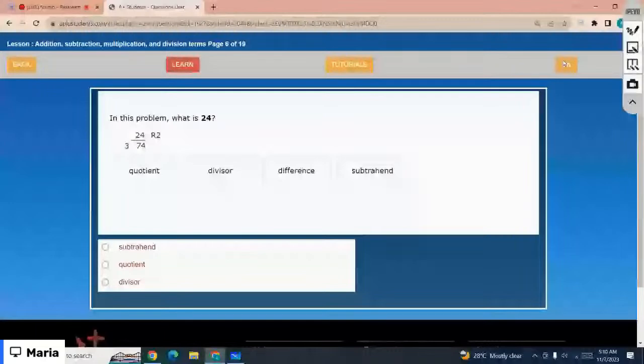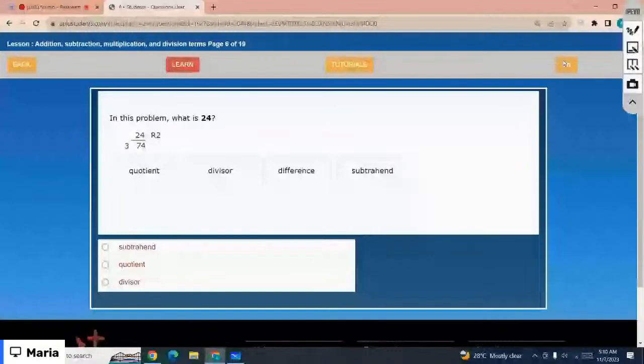Which is the correct option? The correct option is 24 is the quotient. The correct option is quotient.